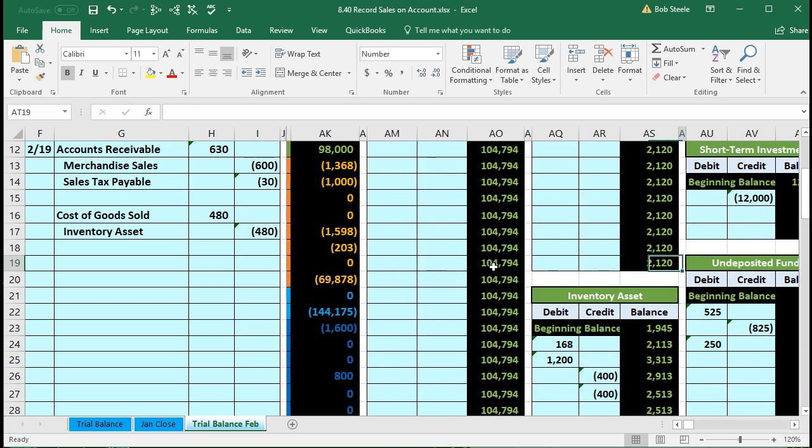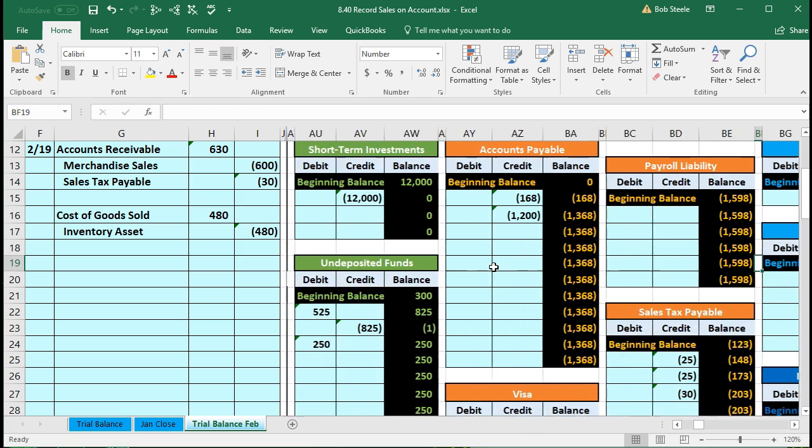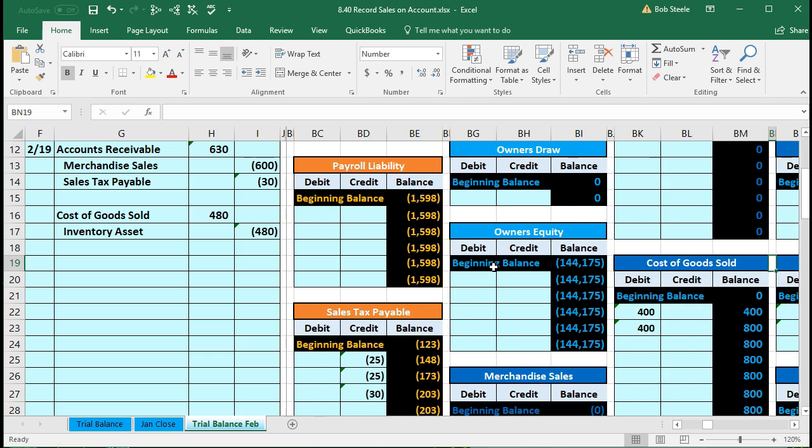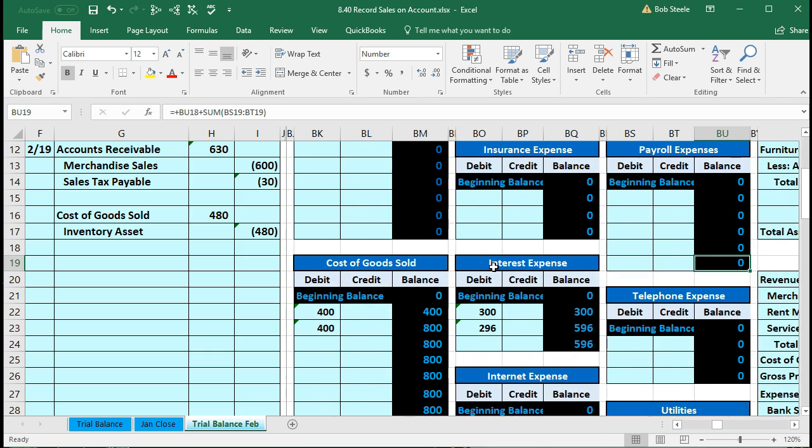We have assets, then we have liabilities, then we have equity, then we have the cost of goods sold way over here in BK 24. We want to be in BK 24 because that's where it goes. And then we're going to say that equals that 480, 480, brings the balance up to 1,280.